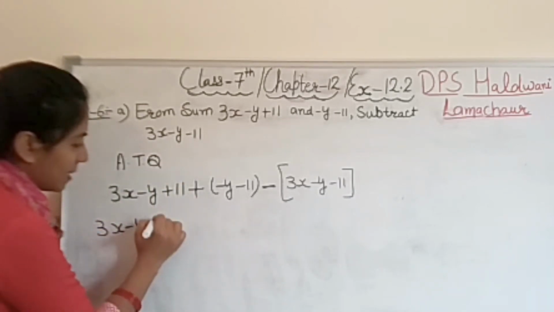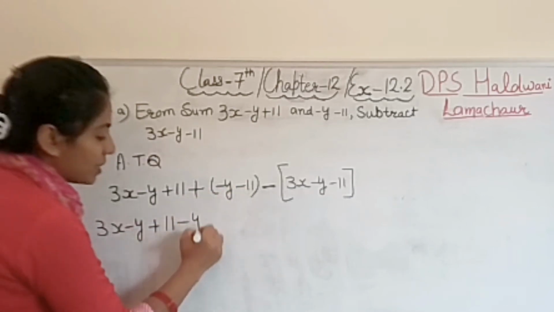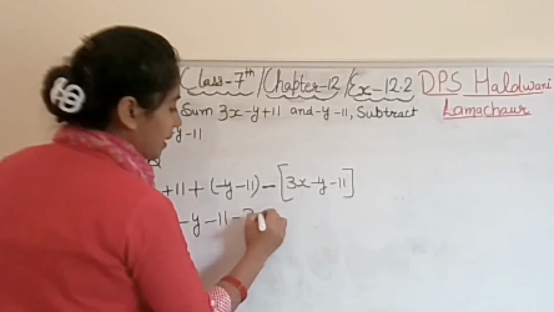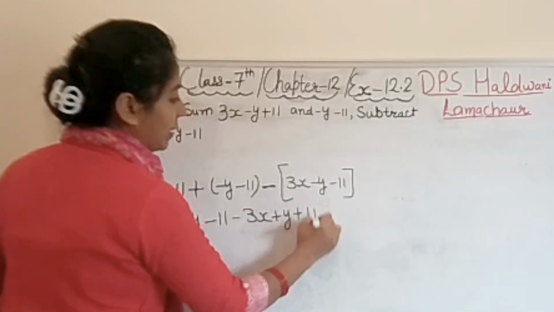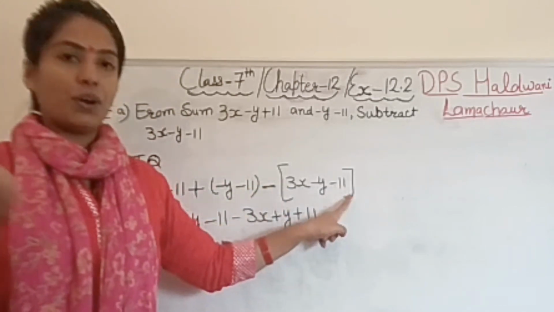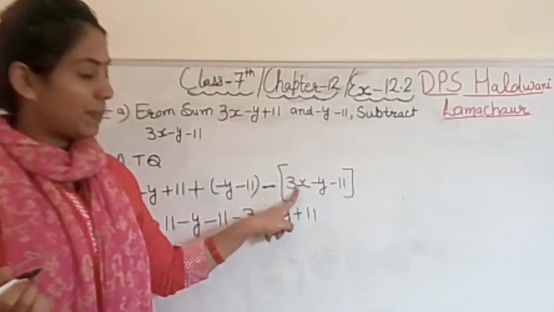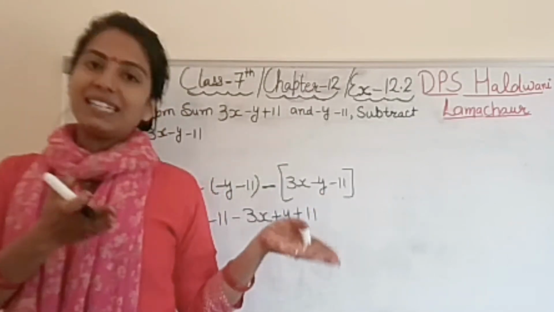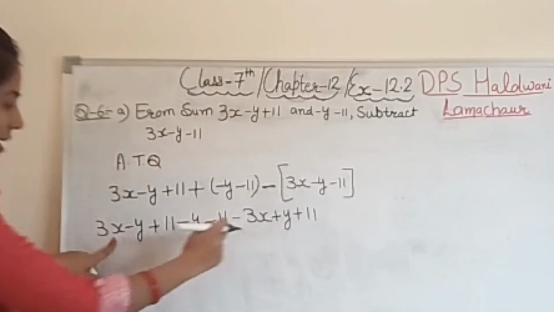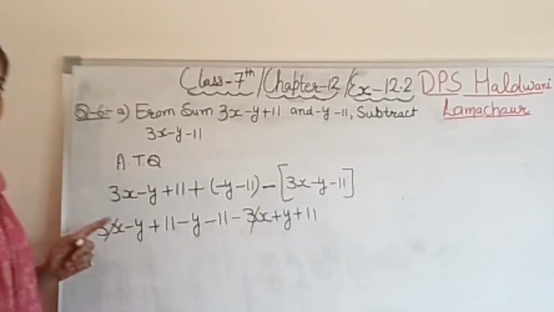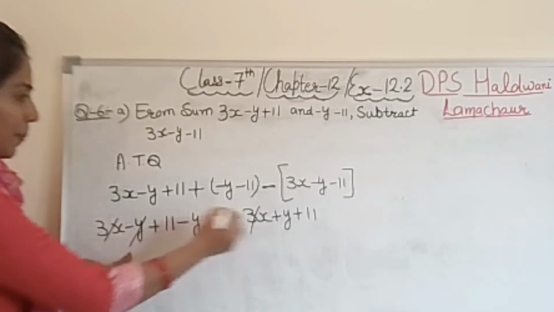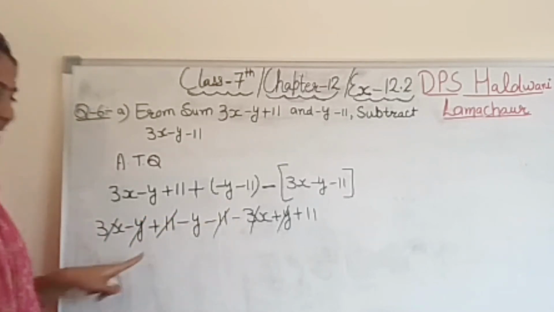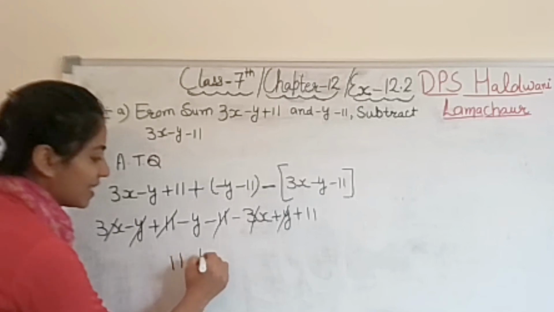Now start to solve. 3x minus y plus 11, open the bracket, minus y minus 11. Here again open the bracket: minus 3x plus y plus 11. Whenever minus is outside, change the sign, or you can say it will multiply. Plus minus minus, minus minus plus, minus minus plus. Now pair up the like terms and solve. 3x plus 3x minus 3x cancel out. Minus y plus y cancel out. Here is plus 11, minus 11 cancel out. Answer is 11 minus y.